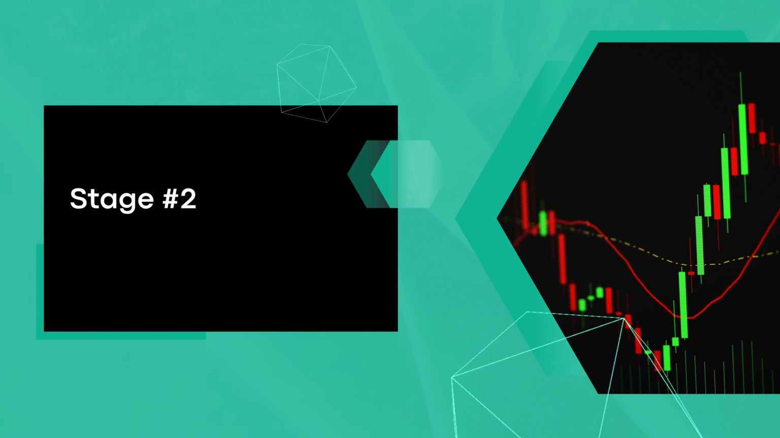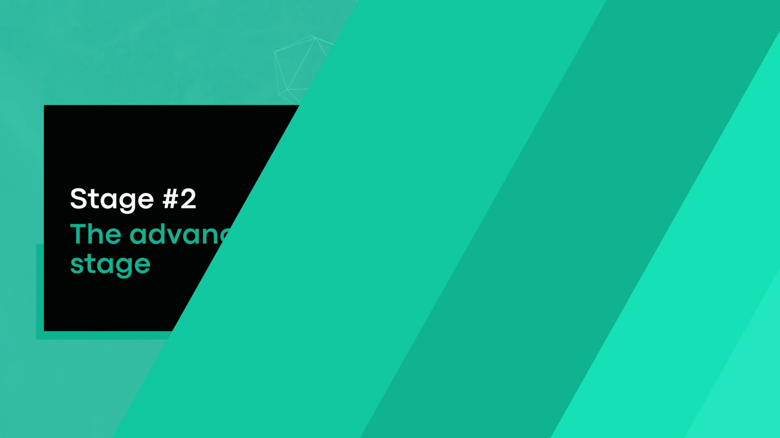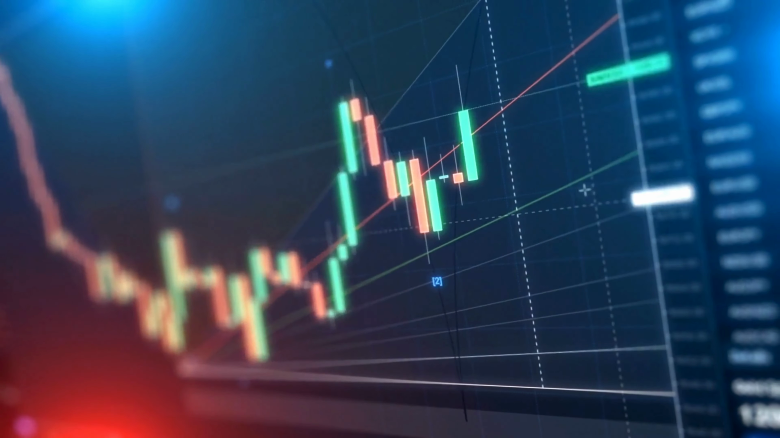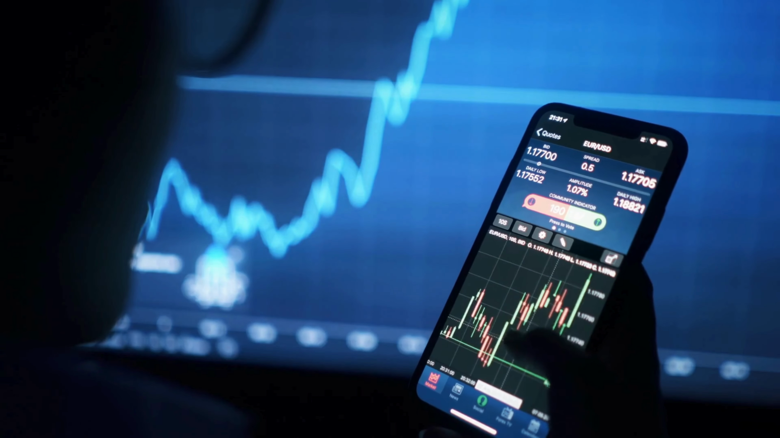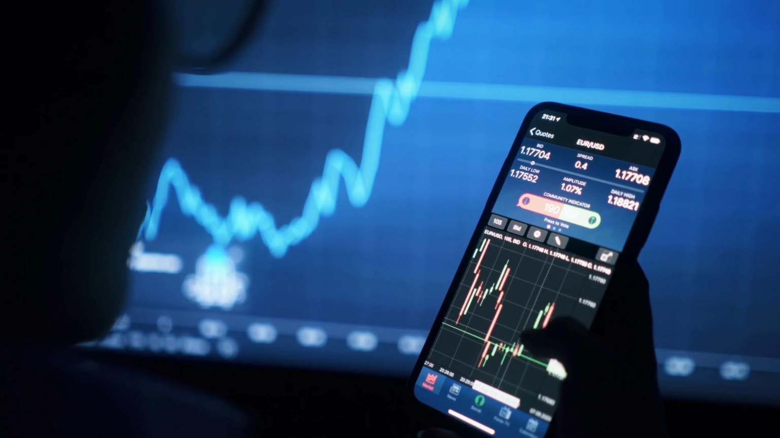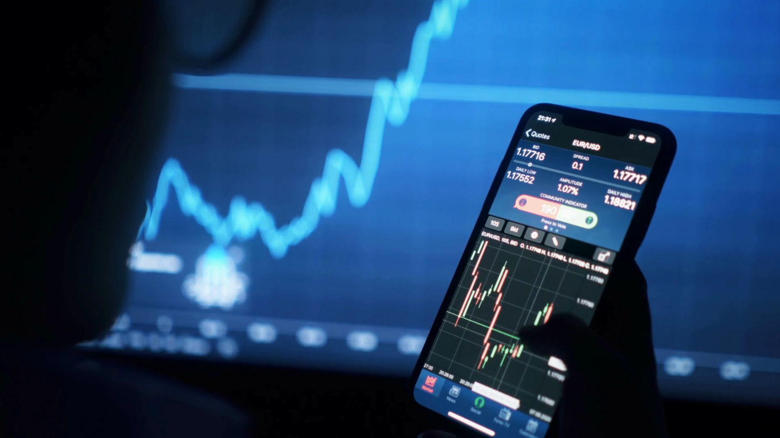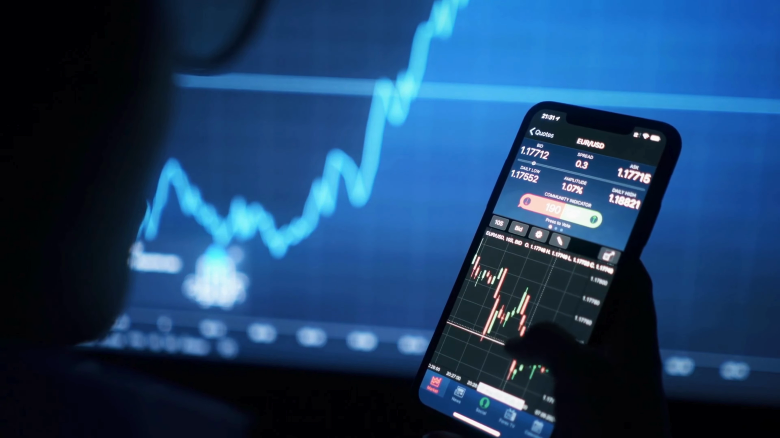Stage 2. The advancing stage. The advancing phase is essentially an uptrend with price making higher highs and lows. From an order flow perspective, the buying pressure overwhelms the selling pressure. That's why the market is trending higher.